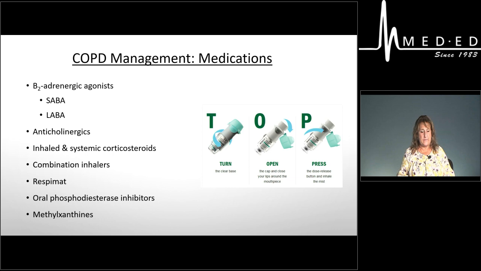All right, so some of the other medications. Beta-adrenergic agonists, so your short-acting bronchodilators and your long-acting bronchodilators are your beta-agonists. And those are going to be bronchodilators, so they open up the airways. Anticholinergics are also in that same category. They just work through a different mechanism of action. Then you have your steroids, combination inhalers, Respimat, which is your fine mist, phosphodiesterase inhibitors, and Methylxanthines.